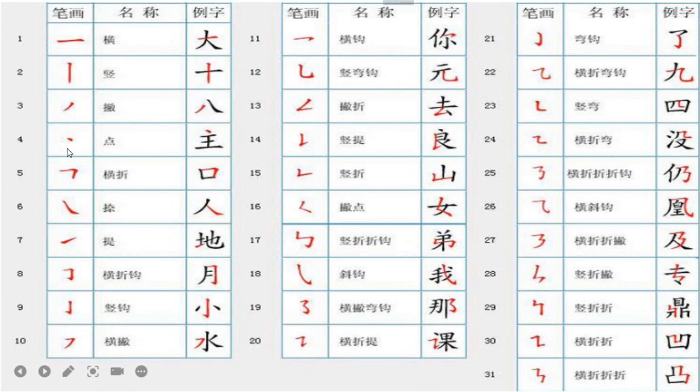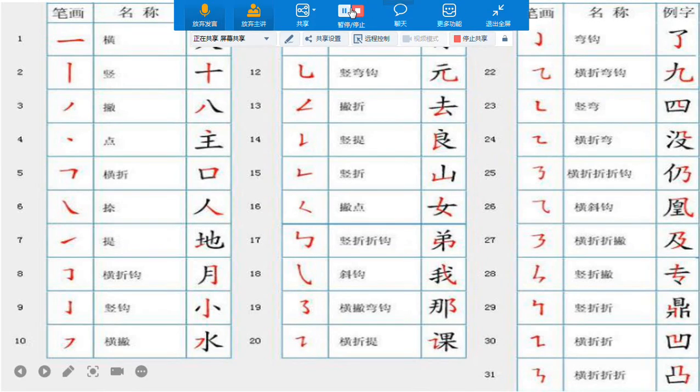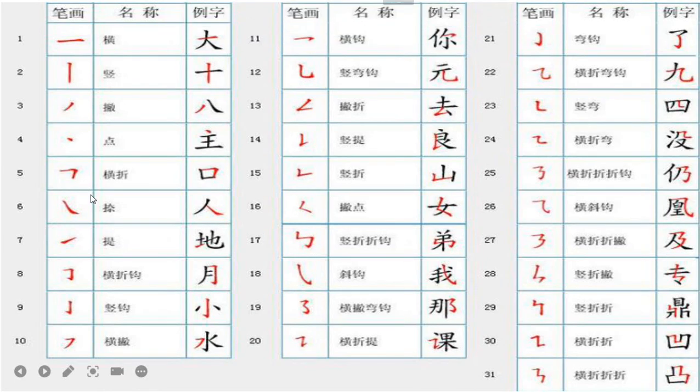The first is 点, 点. 横折, 横折. We can write 横折 with 口. 口 is a natural word. We can say 一口井 as well. Okay, 捺, 人, person, 提, from the bottom to the up.